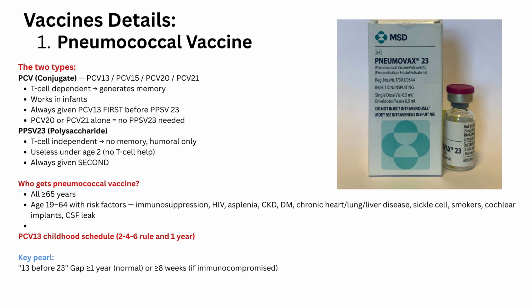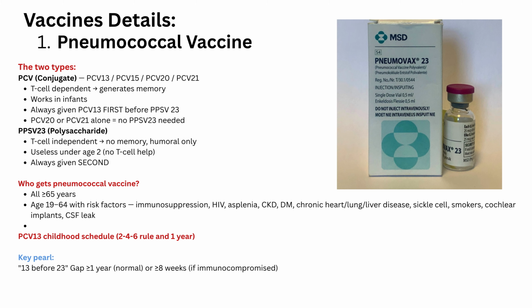Now who should get pneumococcal vaccines? All adults 65 years and older should receive it, and adults 19 to 64 years also need it if they have risk factors like diabetes, heart disease, lung disease, liver disease, kidney disease, HIV, immunosuppression, smoking, alcohol use, sickle cell disease, asplenia, cochlear implants, or CSF leaks. In children, PCV13 is given in the routine schedule at 2, 4, and 6 months, with a booster at 12 to 15 months.